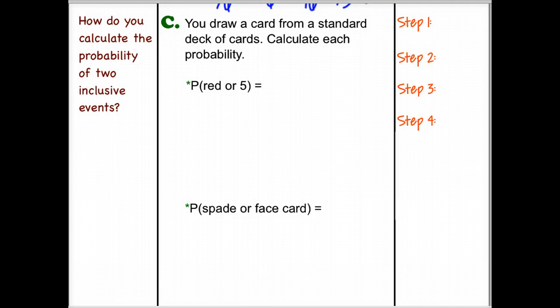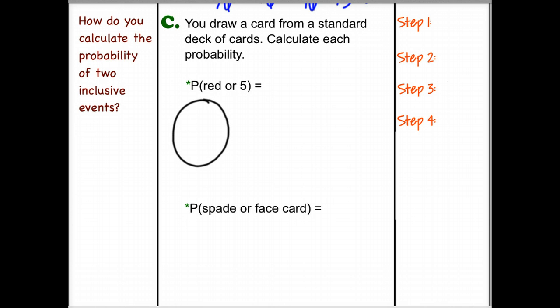Now that we've had the opportunity to look at mutually exclusive events, or events that cannot occur at the same time, let's take a look at inclusive events, events that can happen at the same time. So we have a deck of cards and we're drawing a card and we want to calculate the probability. I want to have you draw a Venn diagram.